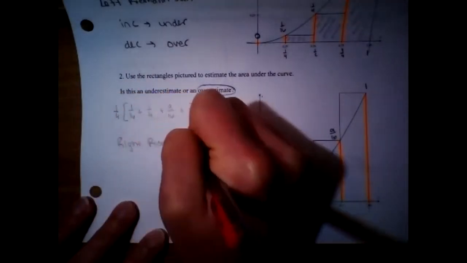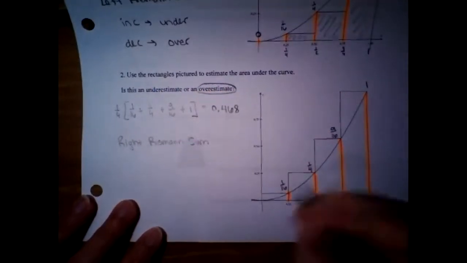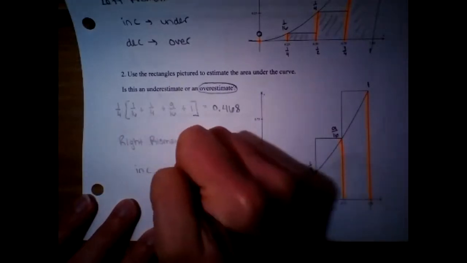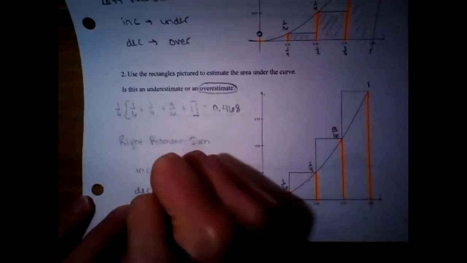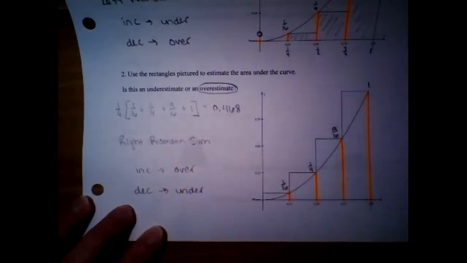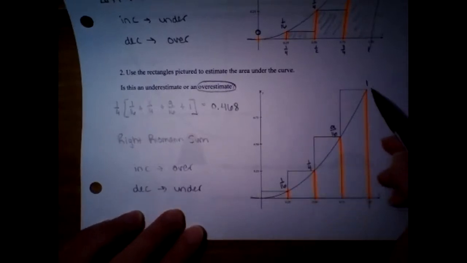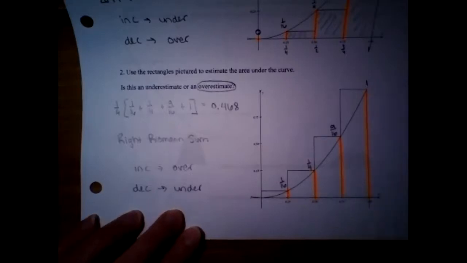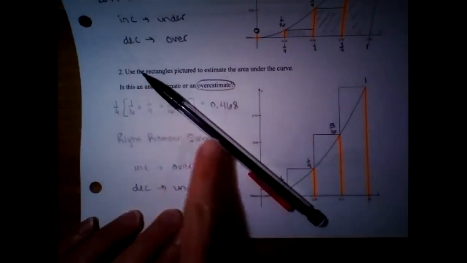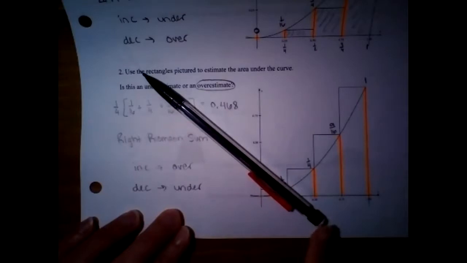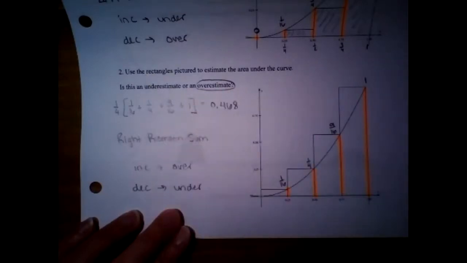Right, so this is an overestimate, and what we did is a right Riemann sum. And so if your function is increasing, like this one is, a right sum is going to be an overestimate. If your function is decreasing, then your right sum is going to be an underestimate. And it makes sense logically. This graph is increasing, so if you take the right side, it's higher up. If you had a function that was decreasing like this, the right side is going to be lower down. You're going to end up with an underestimate.